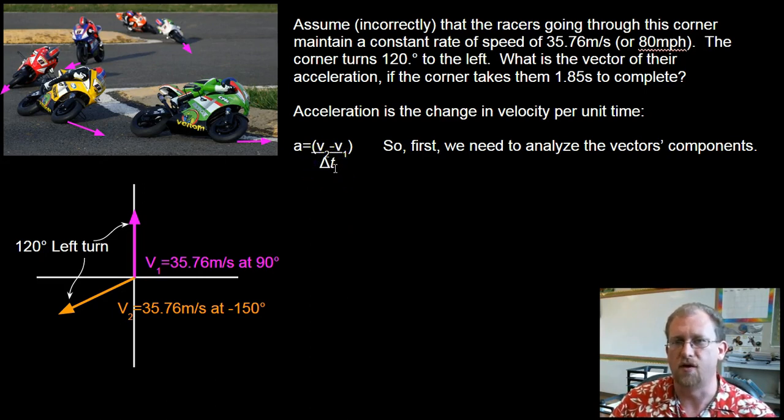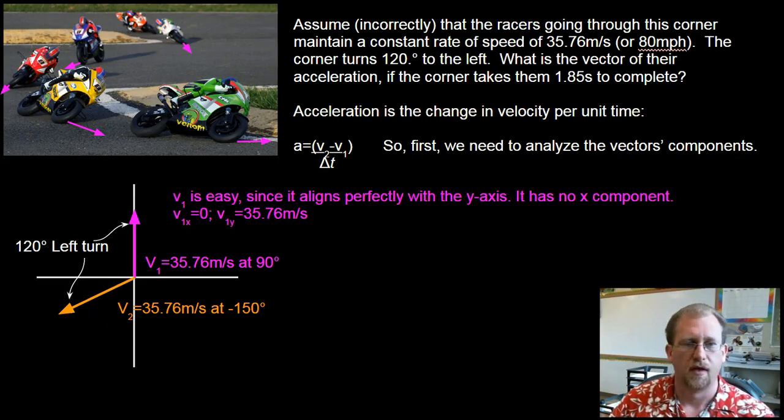Now you may think, oh, that's not too bad. That's 35.76 minus 35.76. Well, but that would be true if it were one-dimensional. We're in two dimensions now. We need to look at the x and the y component of both of those vectors in order to be able to do this problem. Okay, so here we go.